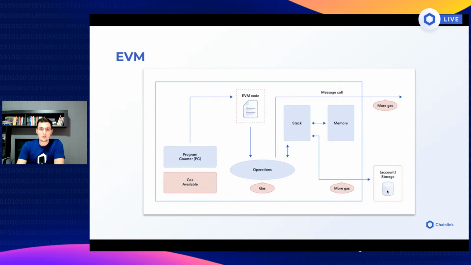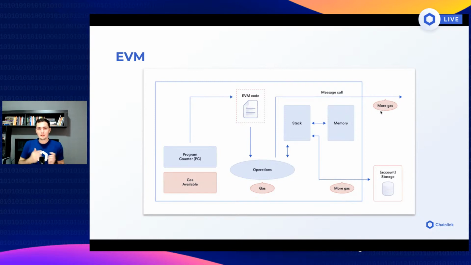This is the storage, and it's related to a smart contract. So it's not part of EVM, it's part of each account. EVM just can access them. Writing and reading from storage are really expensive operations in terms of gas. So be careful with this. And also, a message call basically means that our smart contract is going to call a function on another smart contract. This also consumes more gas.